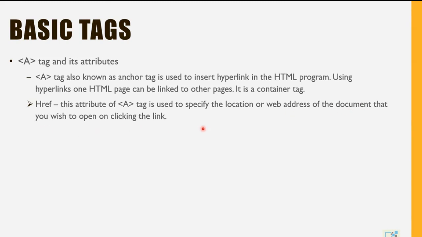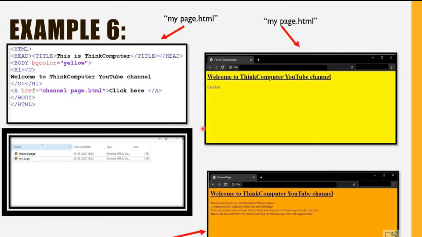Anchor tag is for hyperlinking. So once you use the anchor tag, it will just show a link on the page. So once you click on the link, then only that file will open. Now let's see this example to understand how the anchor tag works. First, see, in my folder I have two HTML programs. The first HTML program name is channelpage and the second one is mypage. Suppose channelpage I have already created and this program is ready. Now suppose I want to put a link of channelpage in my page.